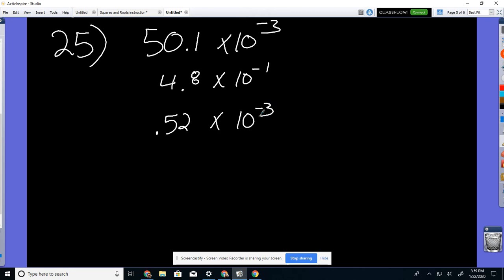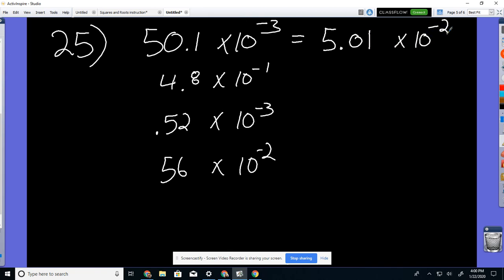And then we have 56 times 10 to the negative 2, which again is incorrectly written in scientific notation. So before we can order these, we need to rewrite them correctly. So this is going to take one movement to the right. And in order to do that, we need to compensate for making the a value smaller by making our exponent larger. And not larger in the negative direction, I mean larger in value. So this is going to be 5.01 times 10 to the negative 2.